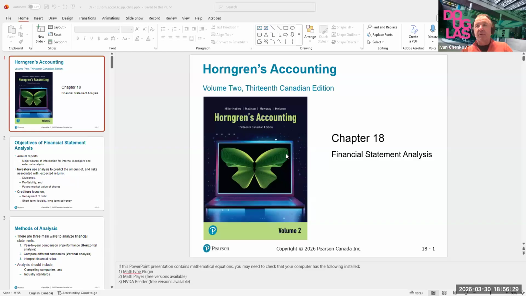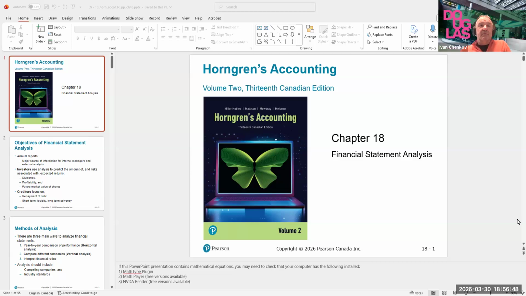So chapter 18, we're going to do some financial analysis, talking in terms of what is financial statement analysis, why do we need it, why it's so important, who's using it, for what purpose, and what's in this analysis.